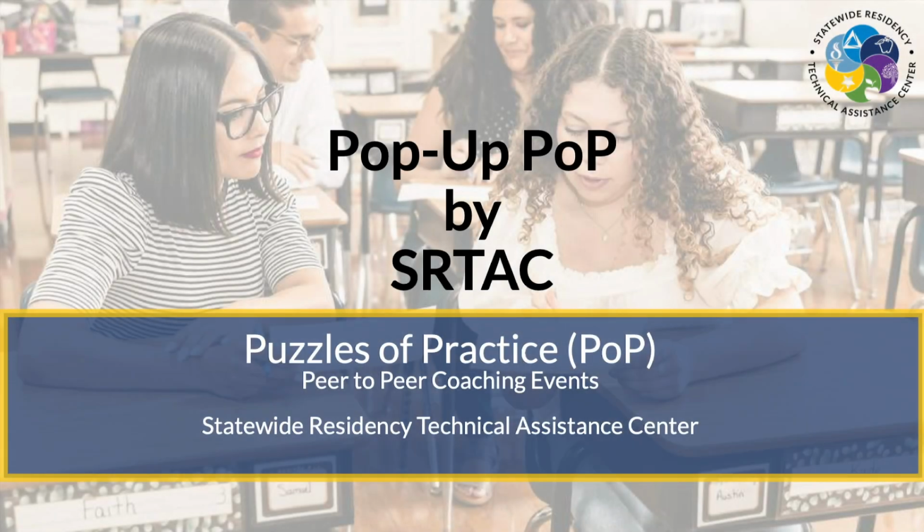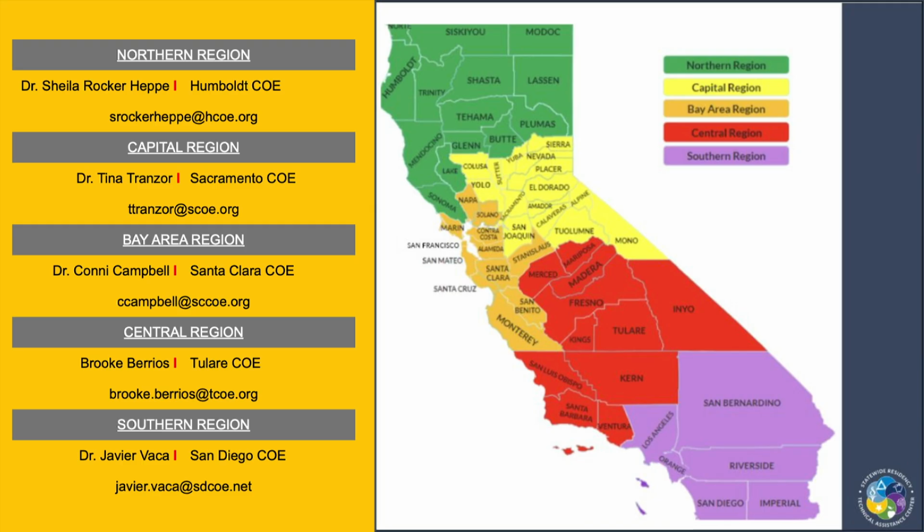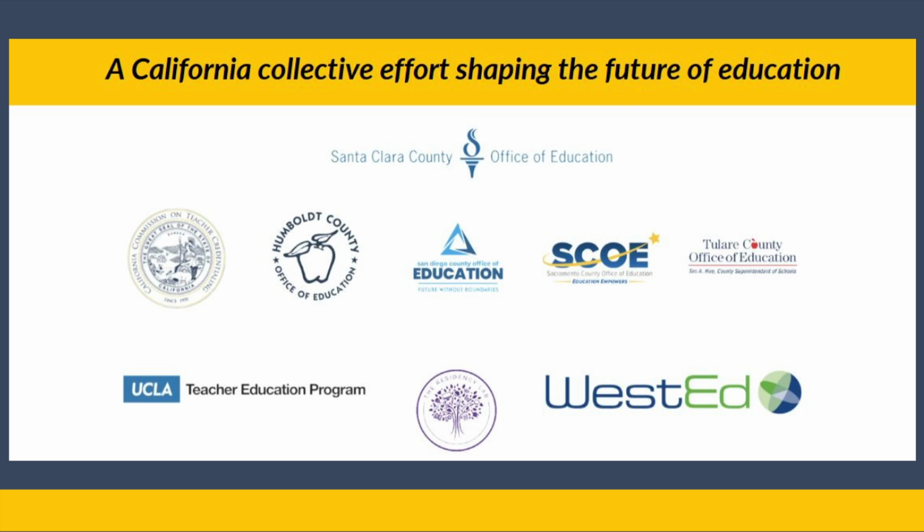Residency colleagues, we are bringing to you a pop-up puzzle of practice, a peer-to-peer coaching event sponsored by the statewide Residency Technical Assistance Center. SRTAC is a network of regional support through hubs at each of 5 county offices from the northern to the southern regions, each staffed to support your residency programming efforts. SRTAC is a California collective of multiple agencies to include the 5 county offices, UCLA, West Ed, the Residency Lab, and the California Commission on Teacher Credentialing.